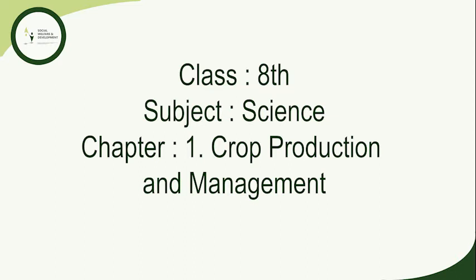Next is sowing. Sowing is an important part of crop production. Before sowing, good quality, clean and healthy seeds of good variety are selected. Farmers prefer to use seeds which give high yield. So how do you do selection of seeds?